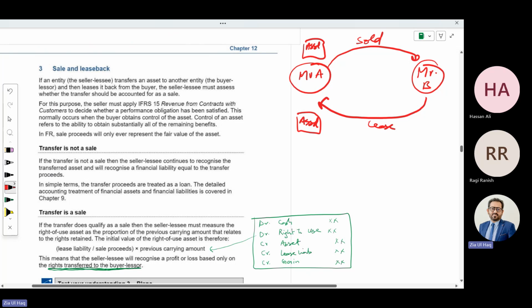This is called sale and leaseback. He sold the asset to Mr. B and then signed a contract of lease with Mr. B. Now Mr. B becomes lessor and Mr. A becomes lessee. Why did Mr. A do that? After selling the asset to Mr. B, he got some money that he can invest somewhere. The asset he was using before, he's still using that asset. This is called the sale and leaseback concept.